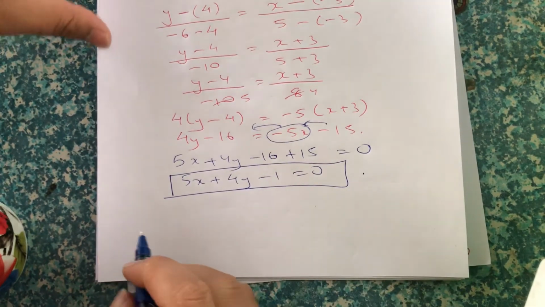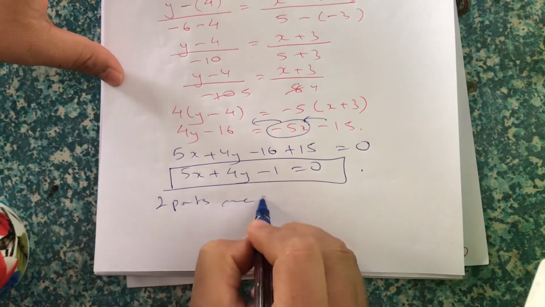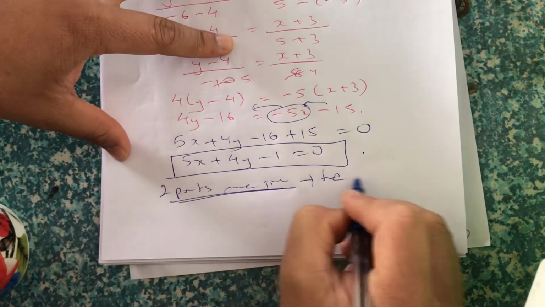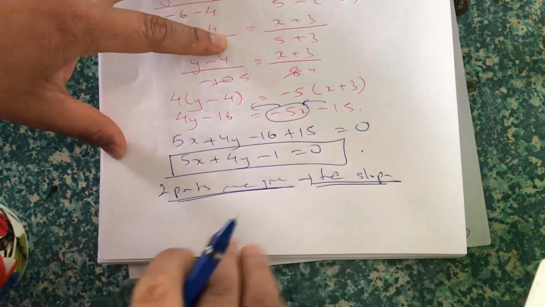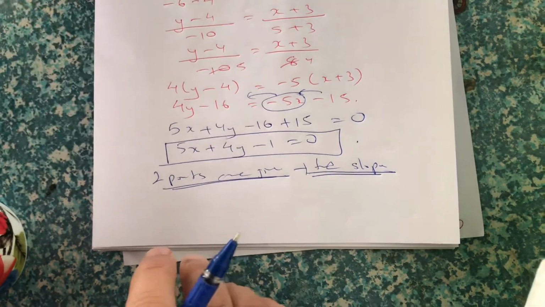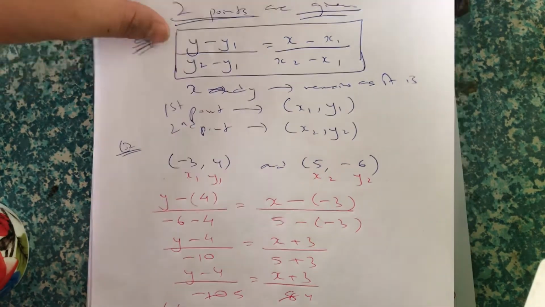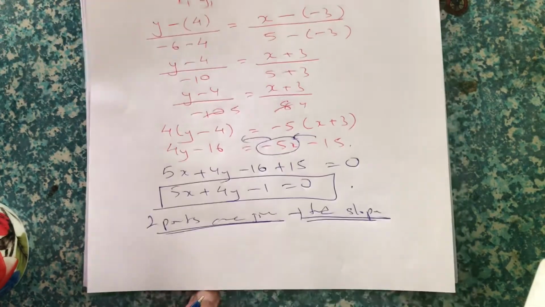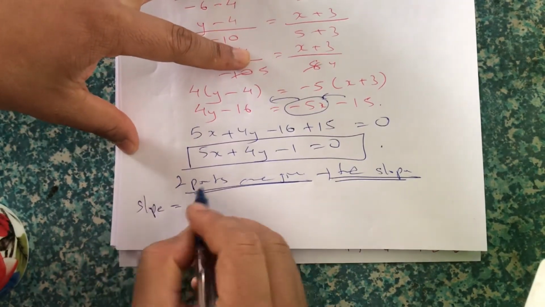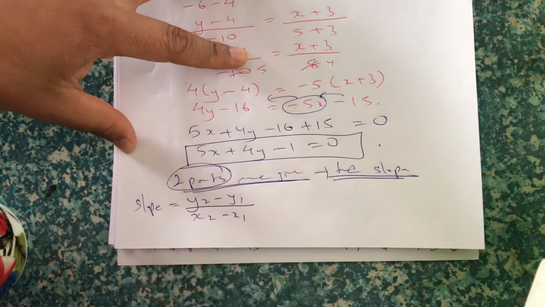Now whenever 2 points are given, it's not just the equation. We can also find an additional thing called slope. So we can find 2 things whenever 2 points are given. One, we can find an equation by using this formula. From the same question, we can also find slope. Slope can be found when 2 points are given using y2 minus y1 over x2 minus x1 as the formula.